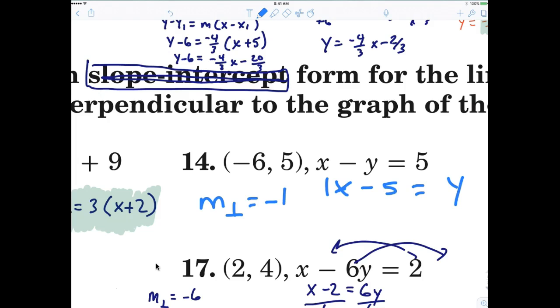Then we're going to go ahead and write out the equation in point slope form. So it would be y minus 5 equals negative 1 times x plus 6.